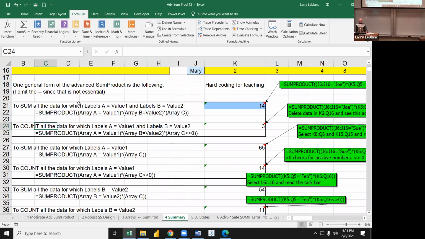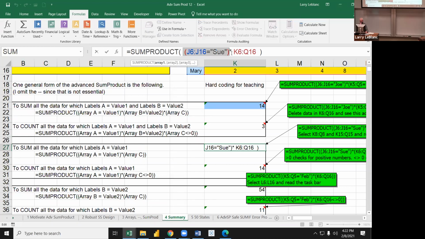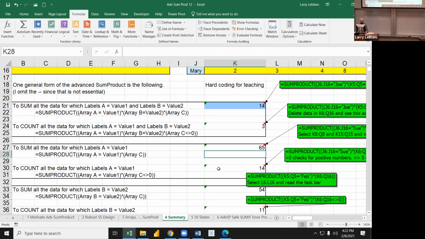To sum all the data for which labels A equals value 1 and labels B equals value 2, you do the general formula. But if you have only labels A equals value 1 and you don't have label B and value 2, it's a simplified version of it. The sum product of this label only, star the rectangle.